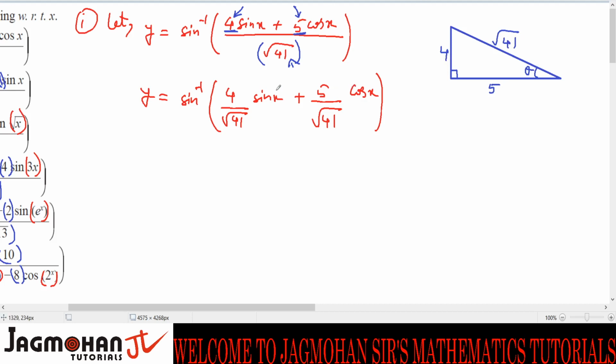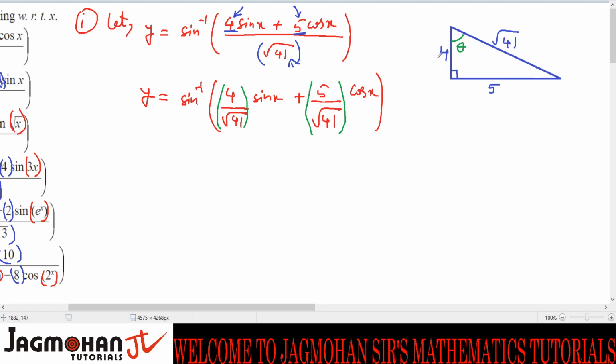So this will be put as sine theta and this will be put as cos theta. One more thing: here I took this as theta, but there is no compulsion for that. If you had taken the other angle as theta, then opposite to it is 5, so sine theta would have been 5 upon root 41 and cos theta would have been 4 upon root 41.